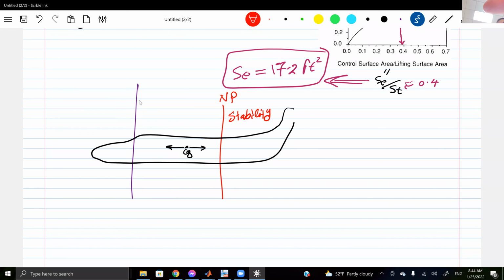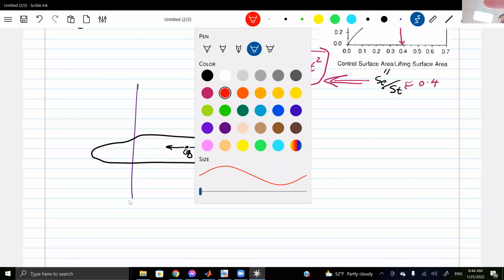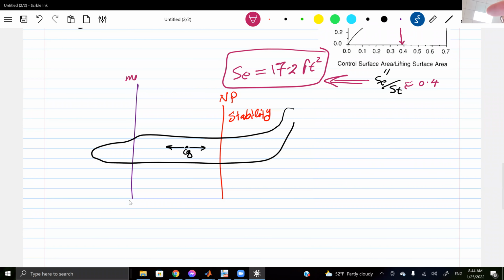And now we're introducing another limit. We're going to call it X CG most forward. This is dictated by what? Any suggestions? The size of the elevator and how up-angled it can be. Exactly. Very good. And what can go wrong?